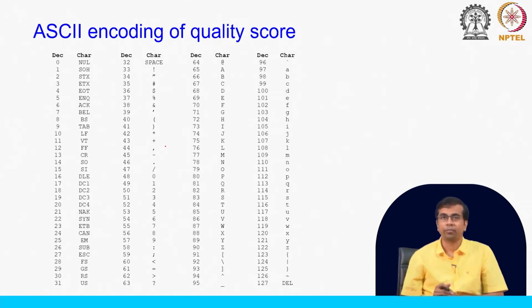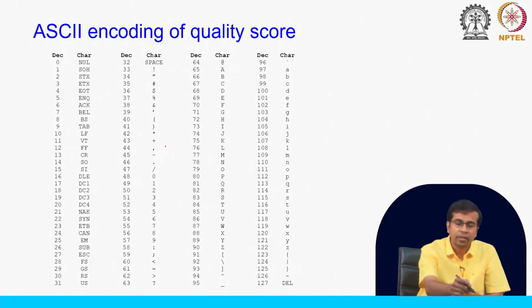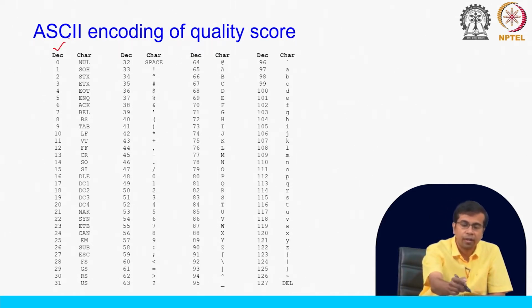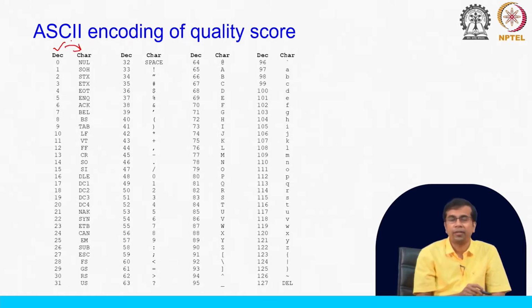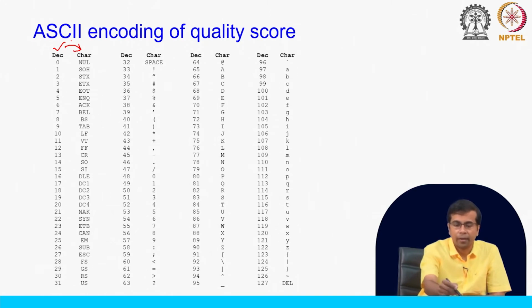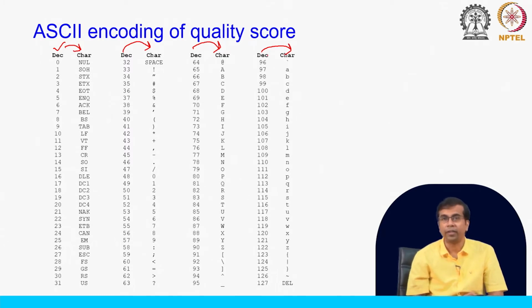So, what is this ASCII encoding? The numbers in this column are represented by some sort of symbols or letters. This is the encoding that we use. Similarly, we have these 4 columns, for numbers from 0 to 127, and you have these corresponding characters. These characters can represent these numbers, and this can help save space when you are representing these quality scores.